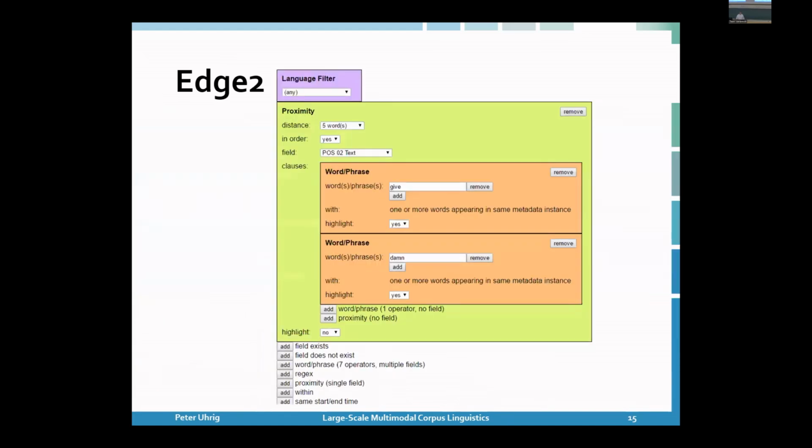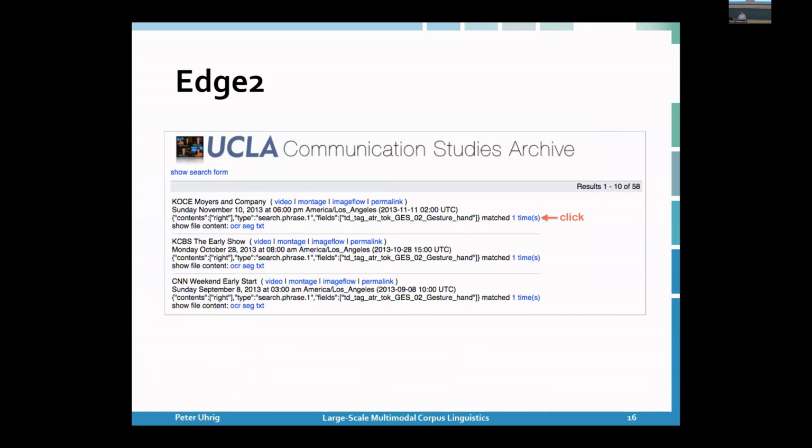They have another search engine, Edge 2, which now allows these kinds of things. So you can say, I want to have give and damn within I don't know what, and you can give part of speech information, regular expressions. It's very complex, and unfortunately, it doesn't give you nice concordances. For every concordance line, you will have to click on one of these results, because again, it's a document search engine. That's what search engines do. It's not a corpus tool.